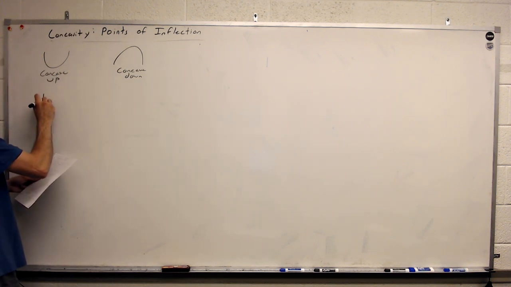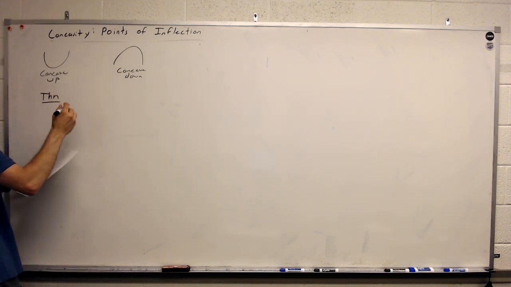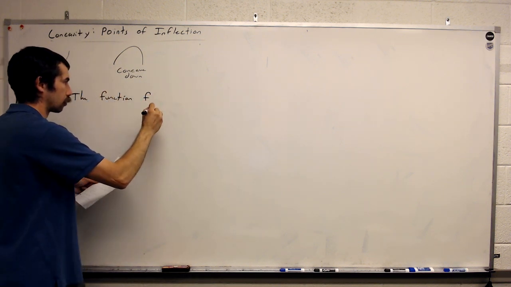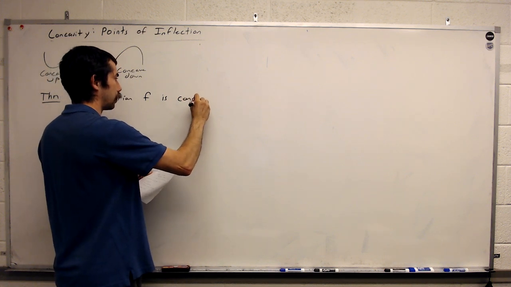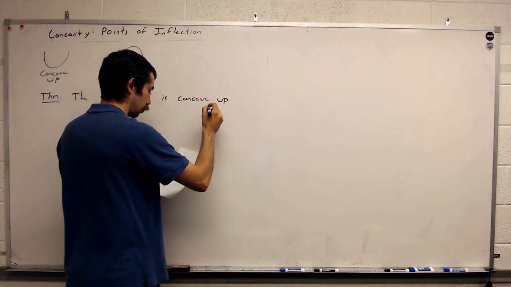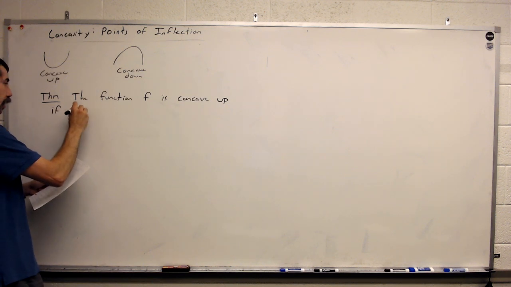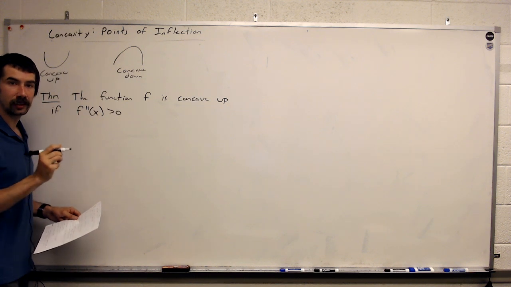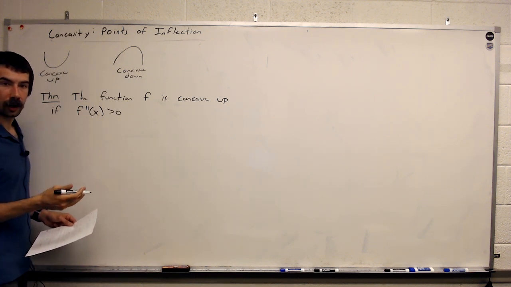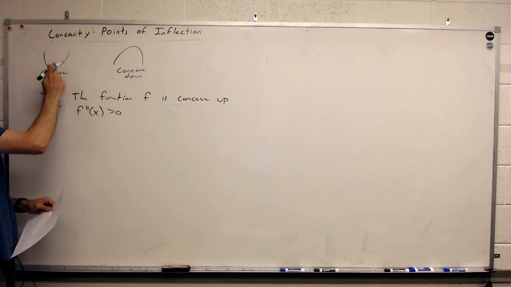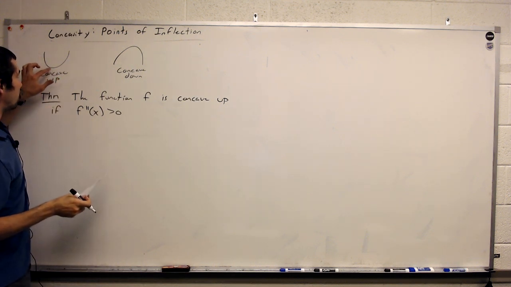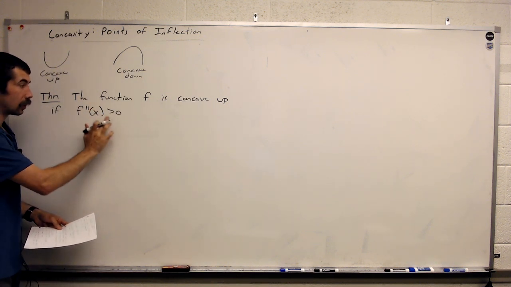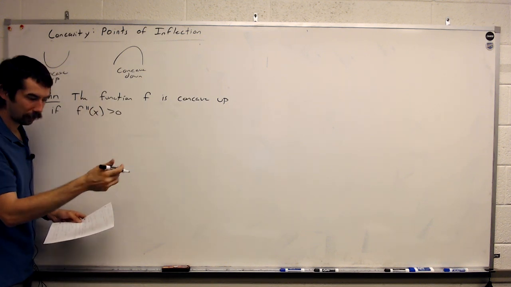All right, and so this theorem says the function f is concave up if f double prime of x is greater than 0. All right, so if the second derivative is positive, our curve will have this sort of shape. Maybe it's just the left part of it, maybe it's the right part, maybe it's the whole thing, but we'll determine that later. But the second derivative being positive tells us that we're concave up.